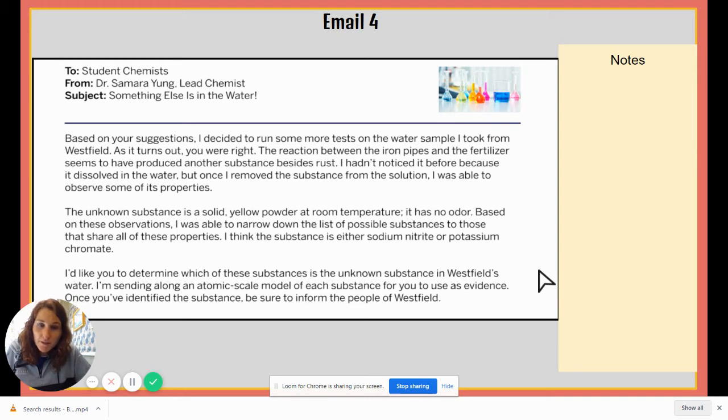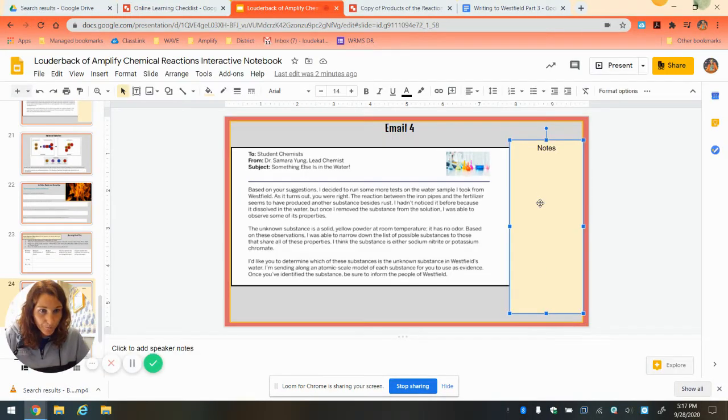I think that the substance is either sodium nitrate or potassium chromate. I'd like you to determine which of these substances is the unknown substance in Westfield's water. I'm sending along an atomic scale model of each substance for you to use as evidence. Once you've identified the substance, be sure to inform the people of Westfield. So let's take some notes here.